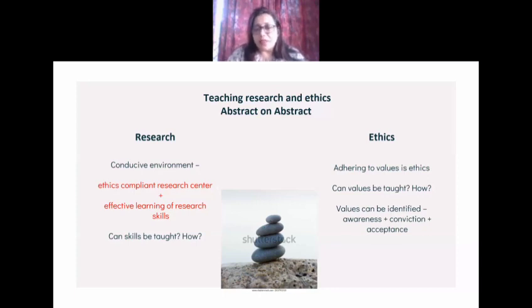We are all stakeholders. The researcher is very much part of it. So values can be identified, awareness can be created. It would be convincing because they themselves are part of it. They themselves formulate it, and thereafter it is accepted by them. Then it needs to be practiced.